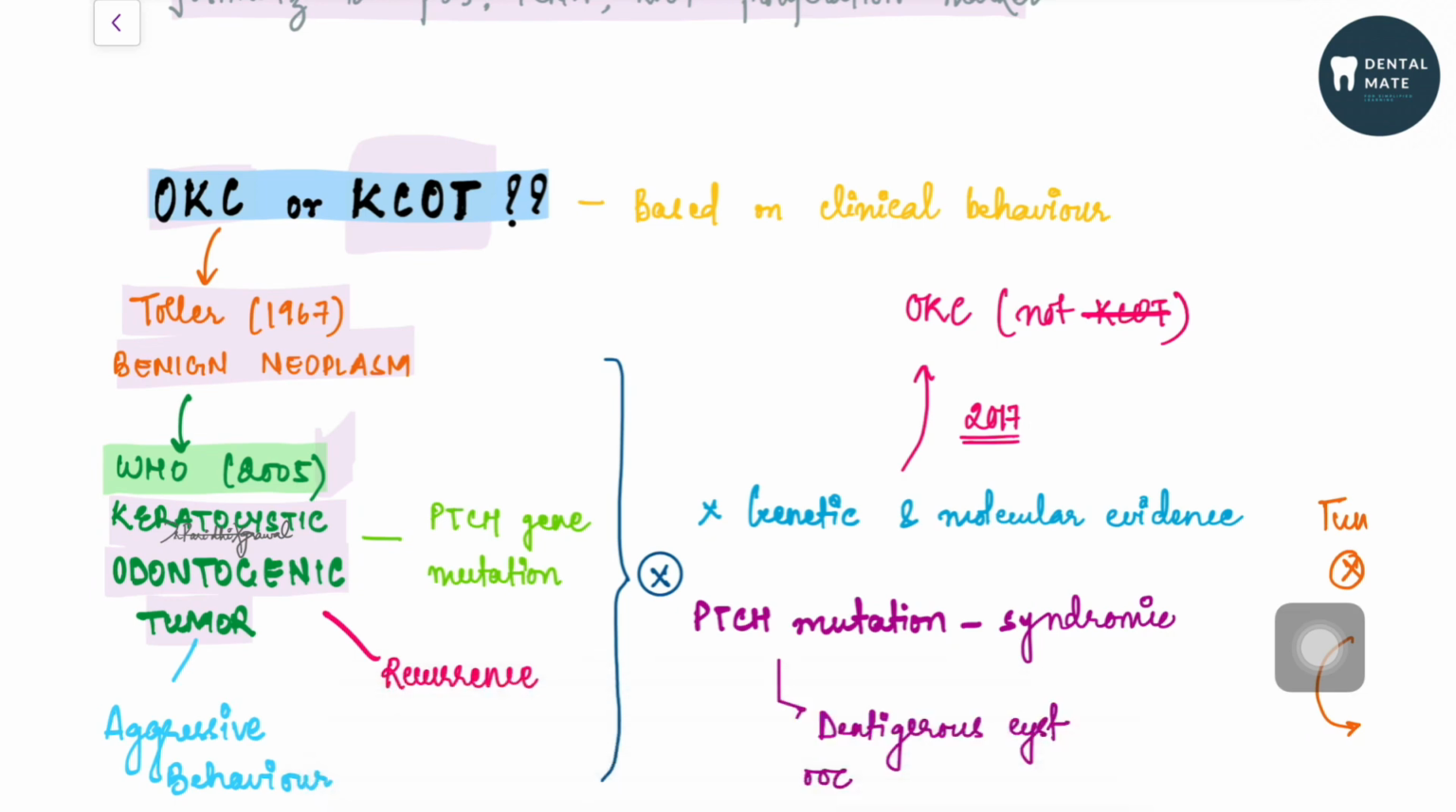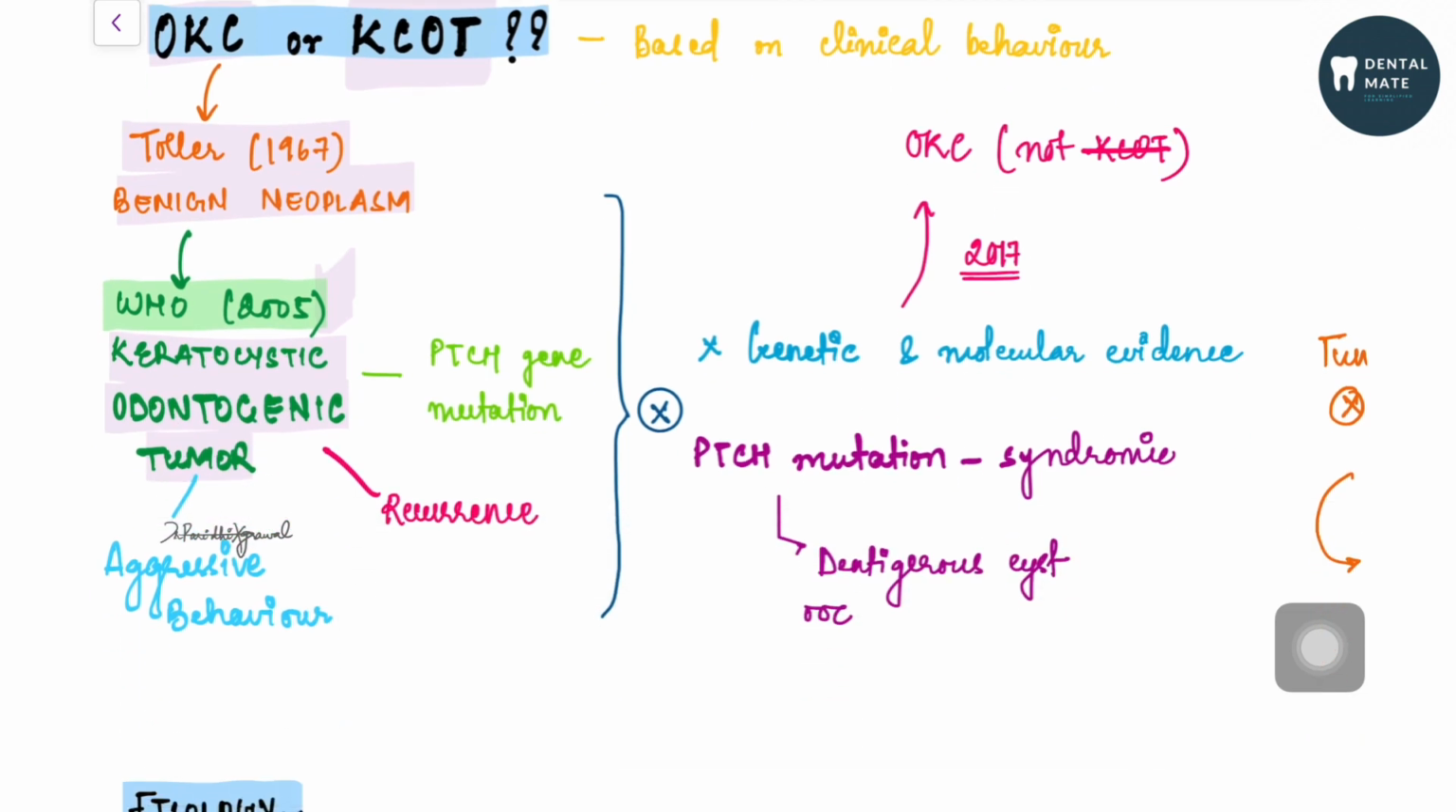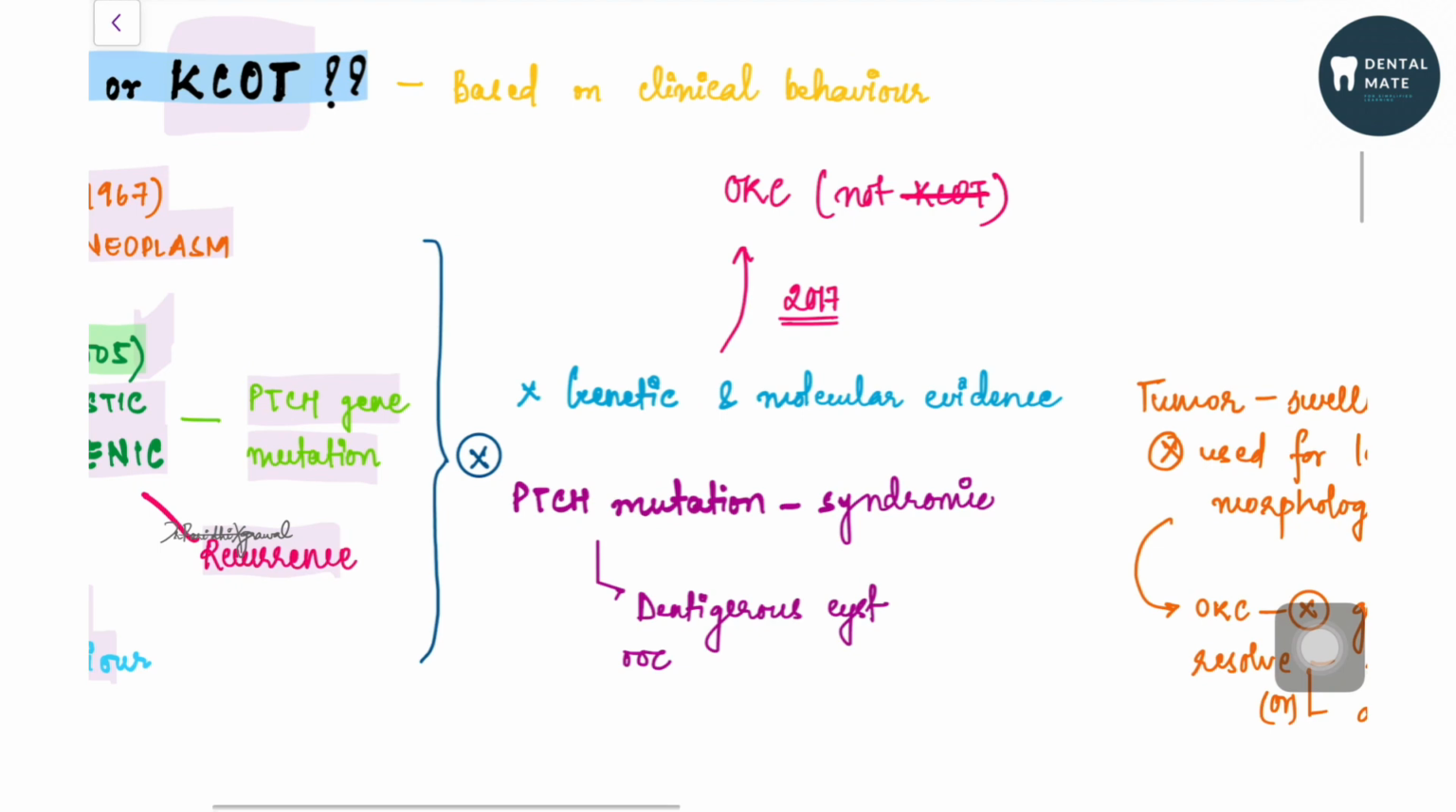Now, the reasons which WHO gave for this classification of OKC as keratocystic odontogenic tumor were its aggressive behavior, its high recurrence rate, and the PTCH gene mutation which was seen in OKC. This is not considered now because, first of all, there is no proper genetic and molecular evidence to consider OKC as a tumor. Second, PTCH mutation is seen only in syndromic cases. Along with that, it is also associated with dentigerous cyst and orthokeratinized OKCs.